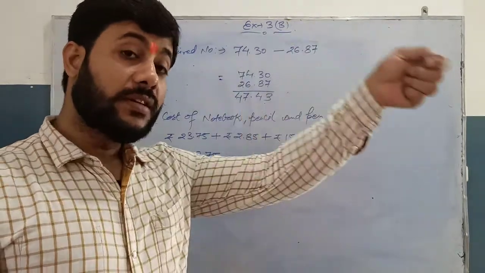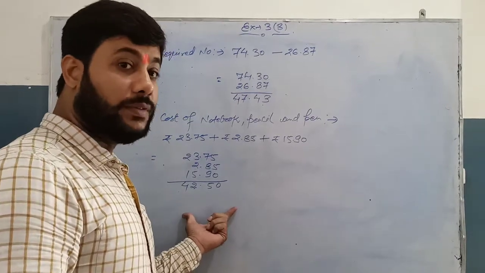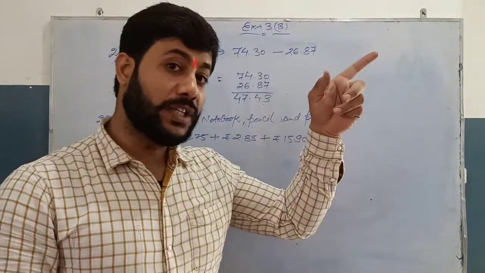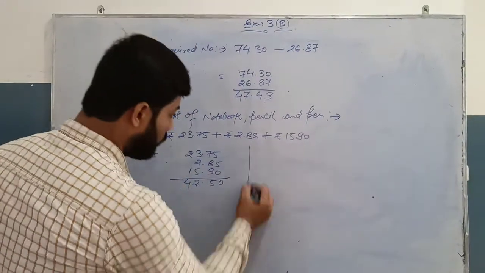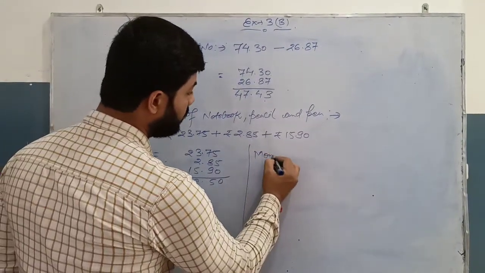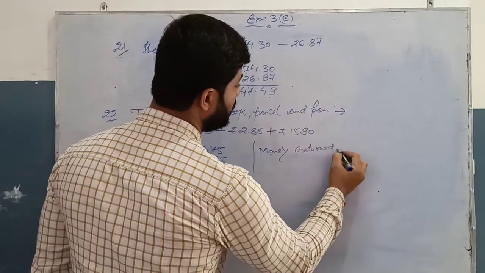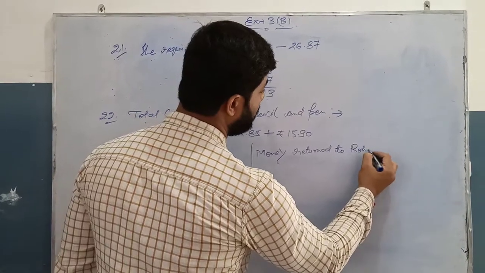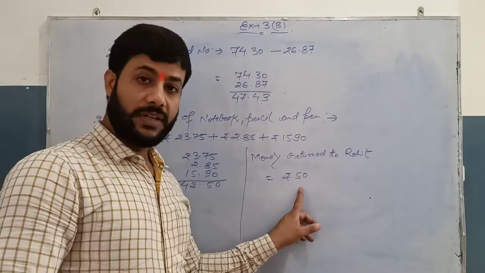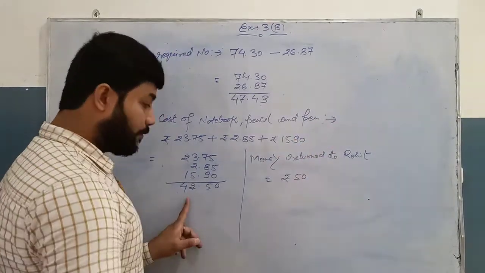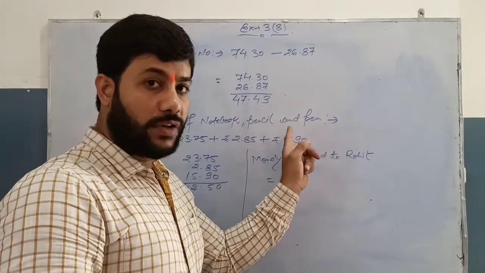Now Rohit has given a 50 rupee note. So the shopkeeper will deduct 42.50 rupees from the 50 rupee note and the rest of the money will be given to Rohit. So money returned to Rohit will be rupees 50, which was given by Rohit to the shopkeeper, minus 42 rupees 50 paise, the total cost of the items Rohit had bought from the shopkeeper.